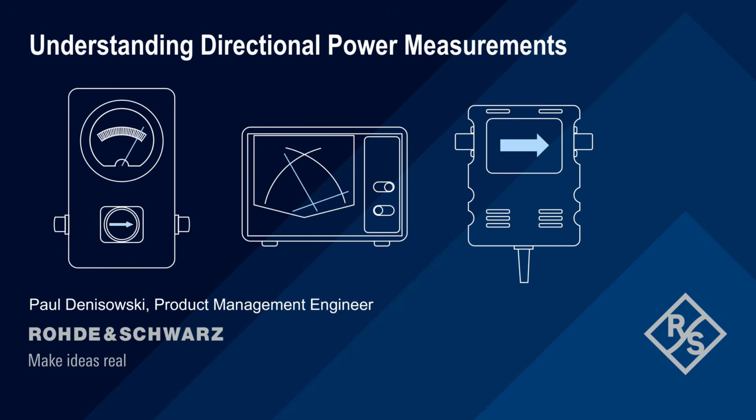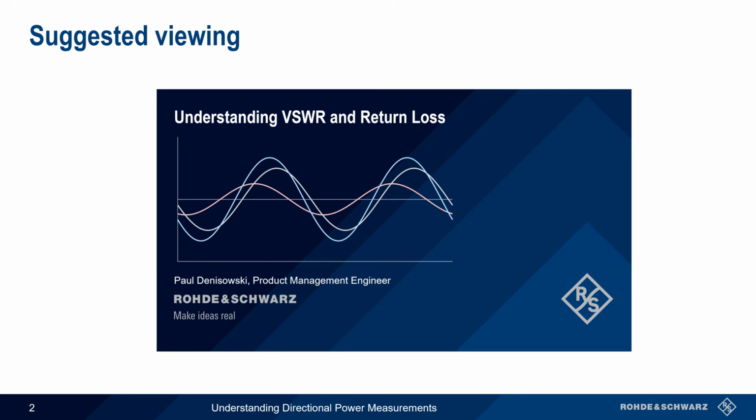This presentation provides a basic introduction to directional RF power measurements and the most commonly used devices for measuring directional power. This presentation assumes a very basic understanding of voltage standing wave ratio and return loss. If you're unfamiliar with this topic, or if you'd like a brief review, you might want to watch the presentation Understanding VSWR and Return Loss before beginning this presentation.